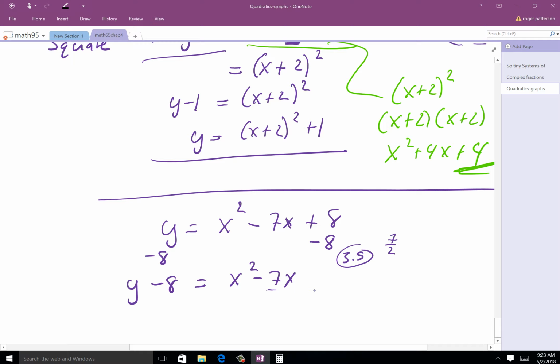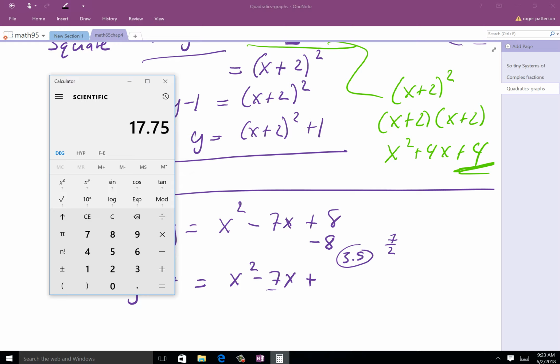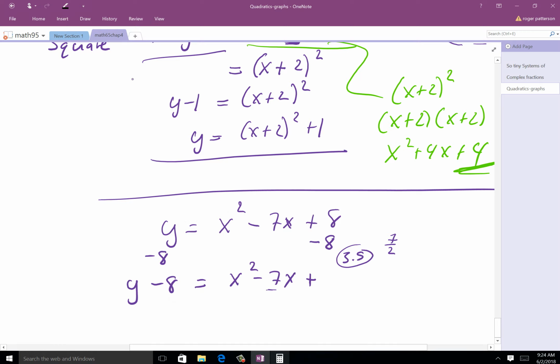What do we have to do with this number? Square it. 3.5 squared is, I don't know, let's see, 12.25. But remember, if I add 12.25 to this side, you have to add it over here. So you have to keep those equations balanced. So now I add 12.25 over here. Equals. Now I'm ready to go.